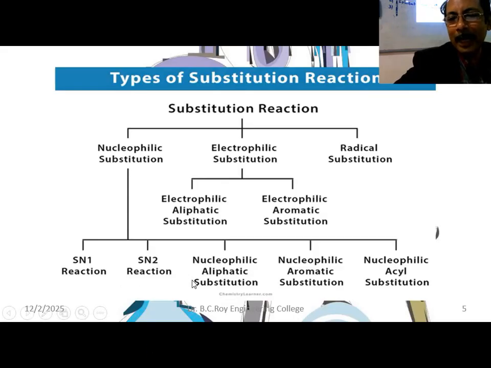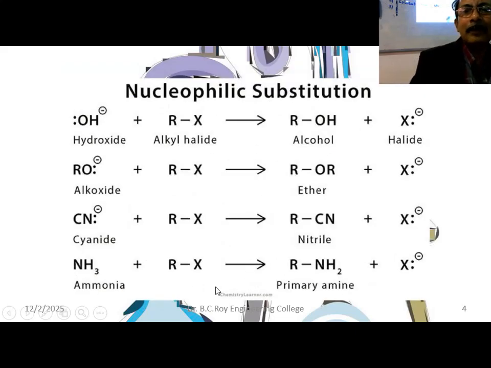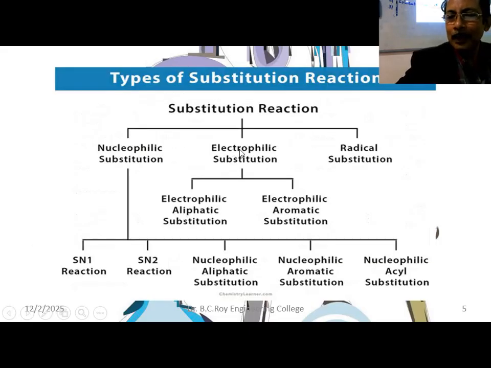And then nucleophilic aliphatic substitution. One nucleophile enters, another nucleophile goes out. SN1, SN2 both can be. This is nucleophilic aliphatic substitution only; this is an aliphatic chain. Then nucleophilic aromatic substitution: one nucleophile goes into the benzene ring and the other nucleophile goes out. One example I can show you: picric acid.